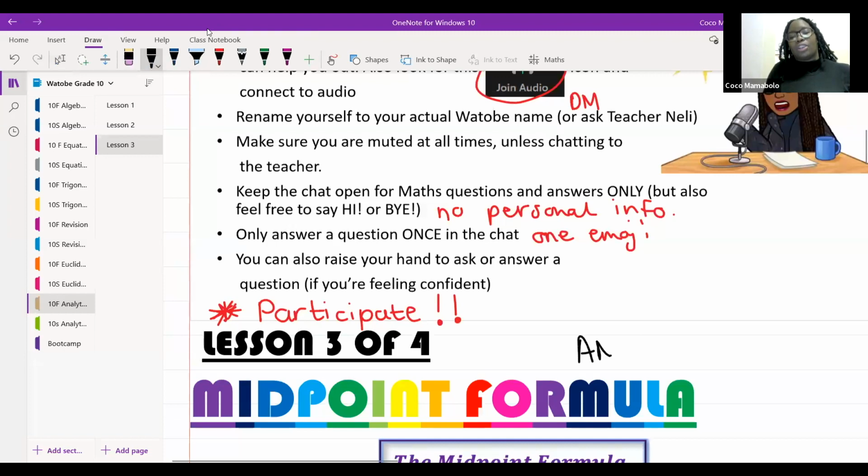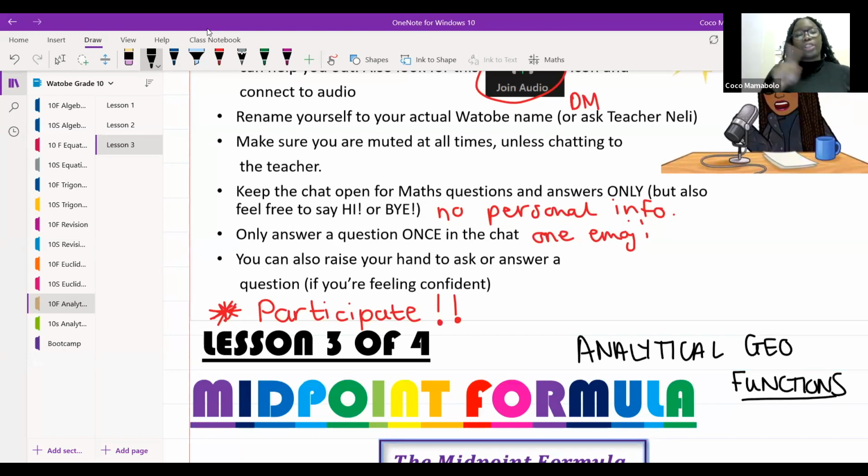Of 4 of analytical geometry. Okay, analytical geometry. As soon as we're done with analytical geometry, as of next week, we will be doing functions. And I'm going to assume that many of you have already done functions. Functions is your things like the equation of a straight line, the equation of a smiley face and a frowny face parabola, all that lovely stuff we're going to be getting into.